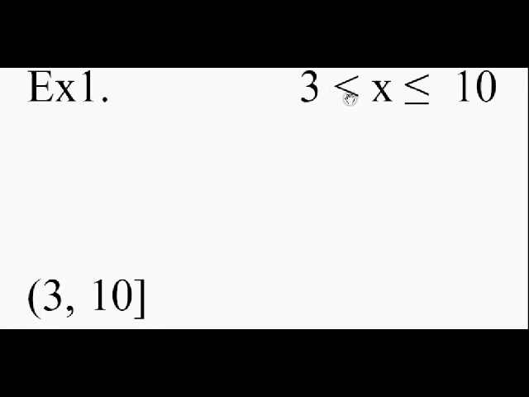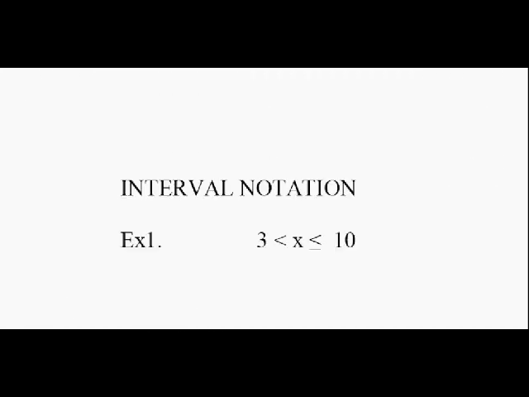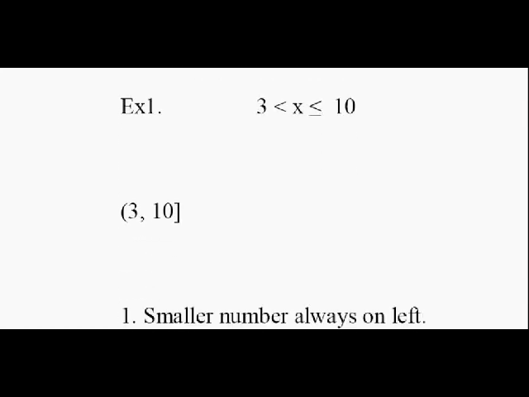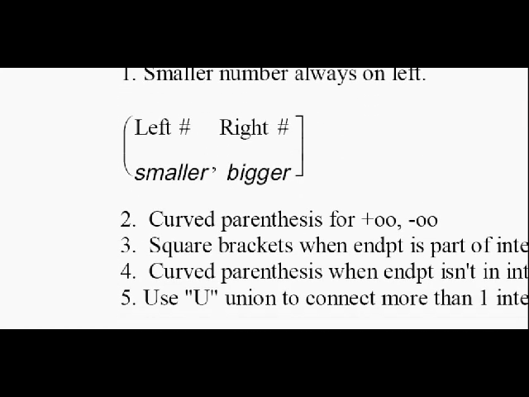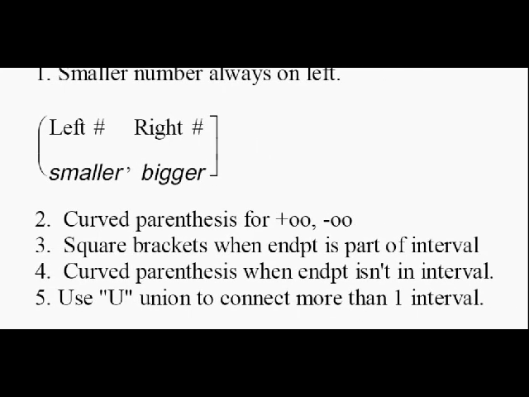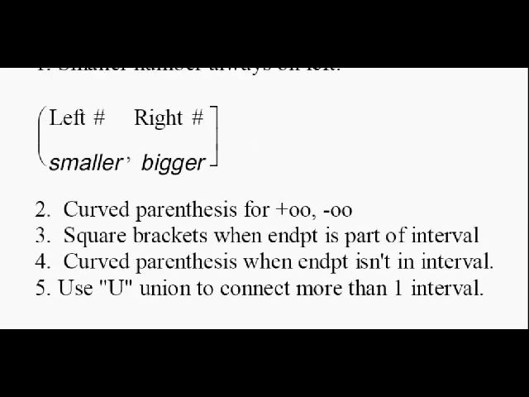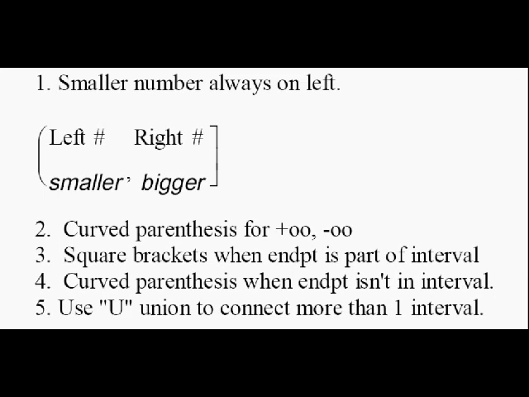The curved parenthesis on the 3 means the 3 is not part of the interval, and the square bracket on the 10 means that the 10 is part of the interval. Okay, now there's some properties that go with all interval notation problems, and so we're going to go over that right now. First of all, we write two numbers. The left number is always smaller than the right number.